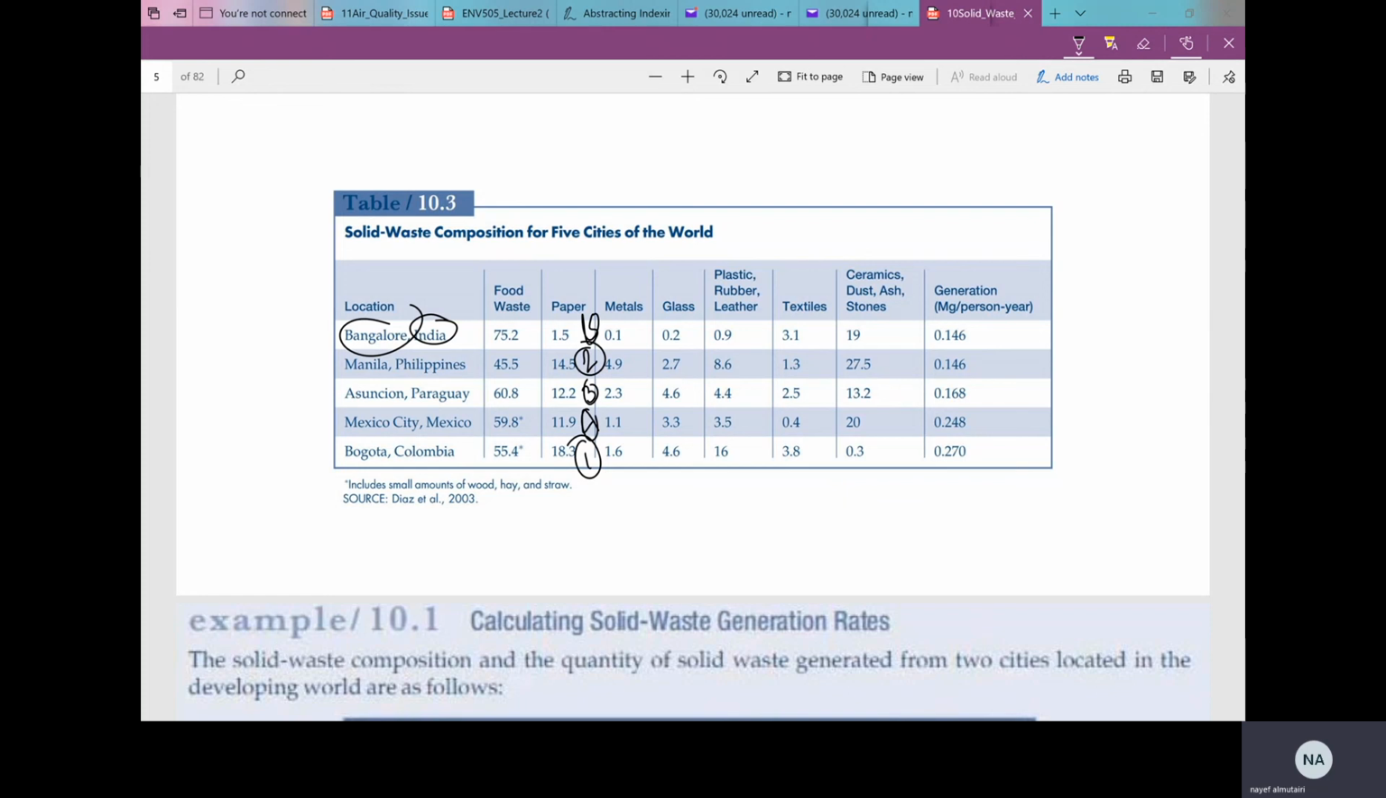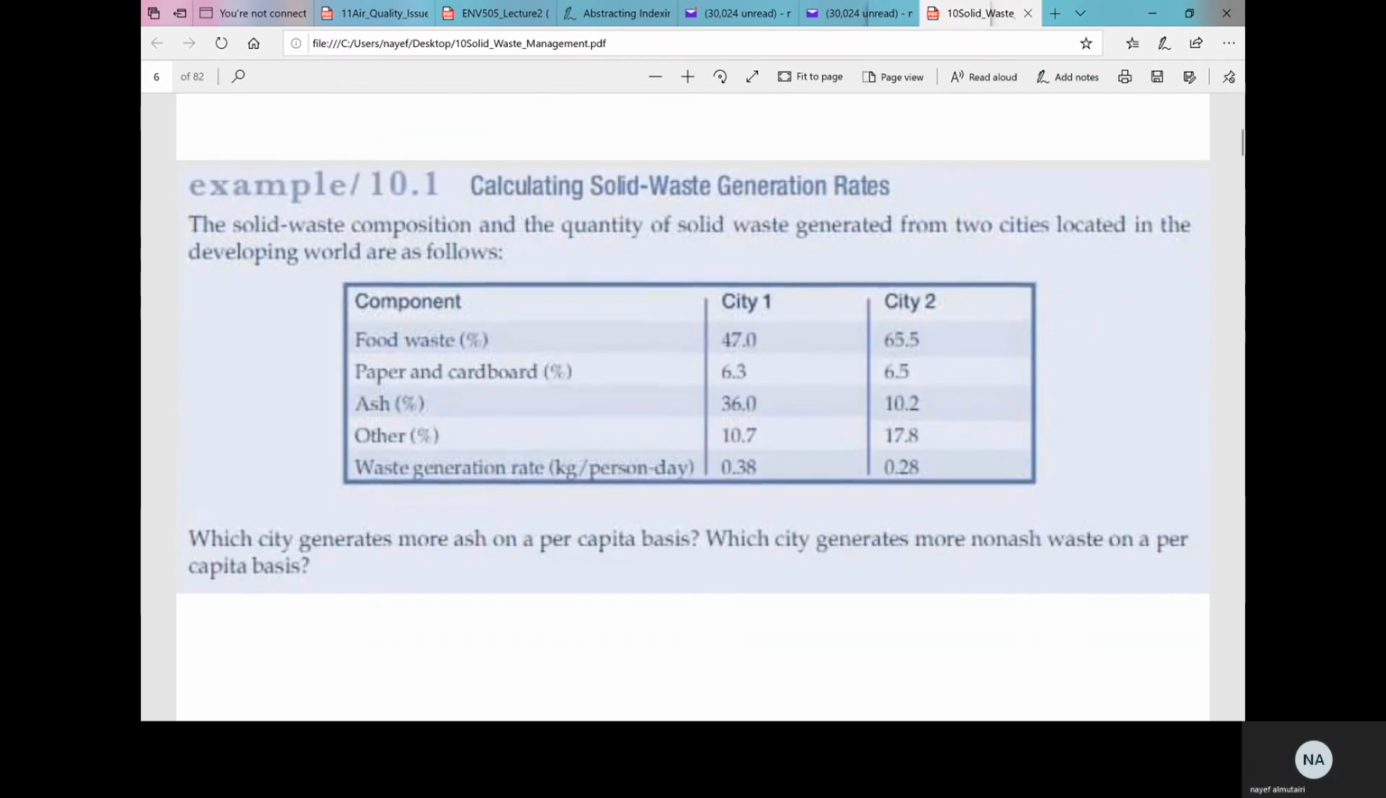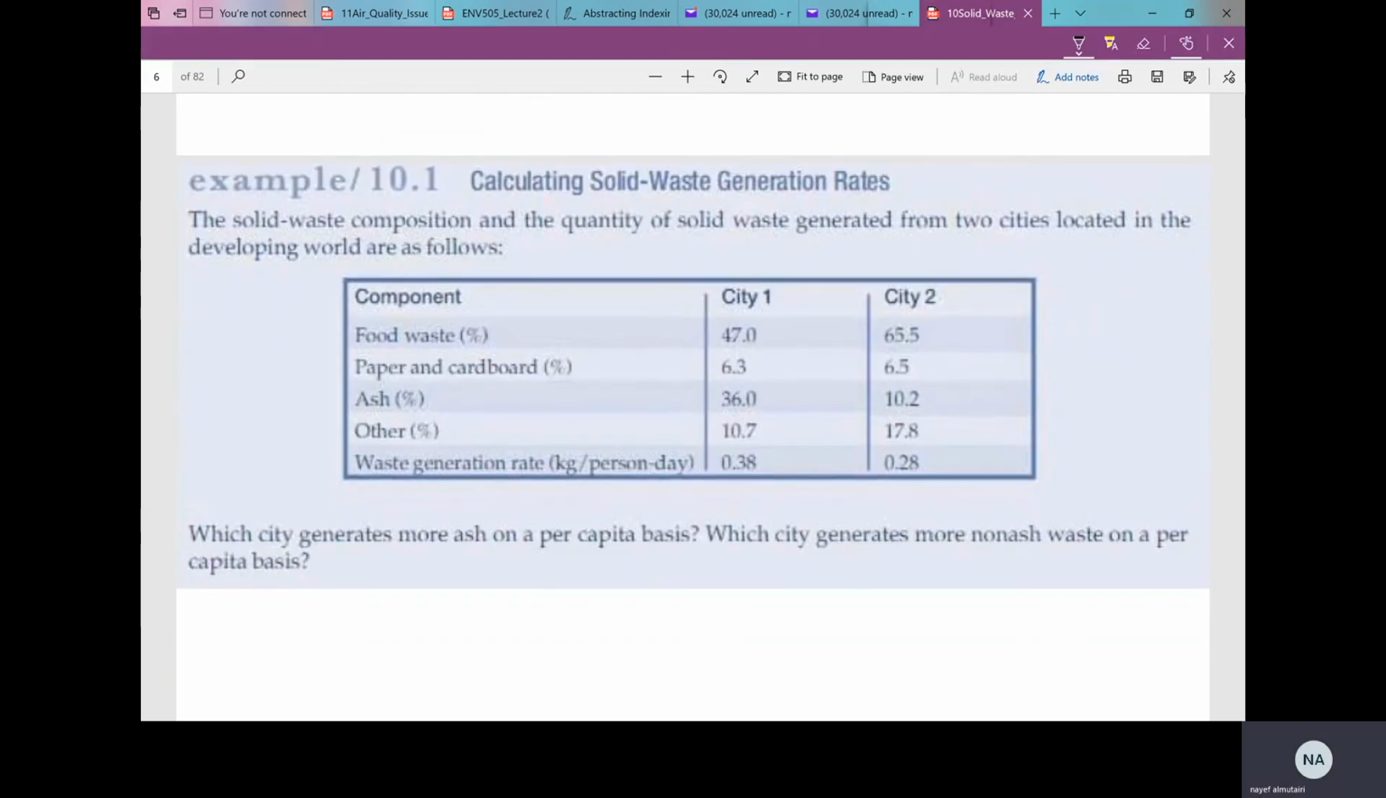If I ask you, for example, which city has the lowest generation rate in general, the generation rate of all solid waste, you can see here Bangalore, India, and Manila, Philippines have the lowest, 0.146 and 0.146 for Manila. And you can see Bogota, Colombia has a higher generation rate, 0.27 megagram per person per year. This also came in the quiz. This is very easy, very easy. Please look at this again.